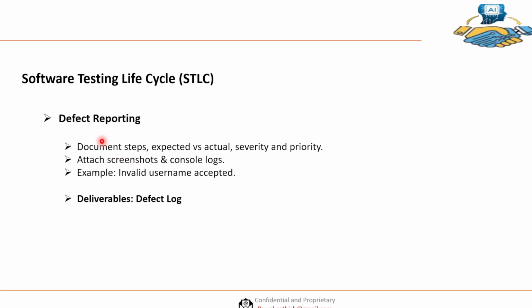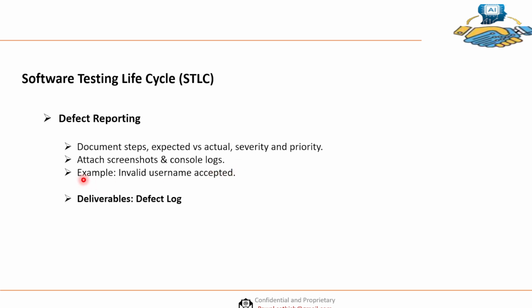Next is defect reporting. While doing the test execution, if any test case is not working as per the expected result, then as a QA, we need to report a defect. We document the steps, expected versus actual results, and give the priority. We'll attach the screenshot and console logs as well. As a full stack QA, we also need to provide some logs, which will help the developer analyze more.